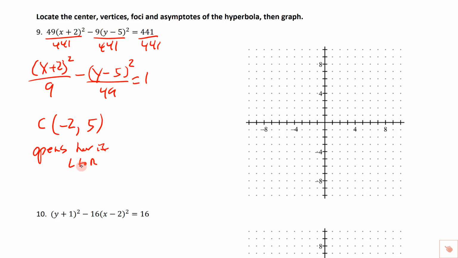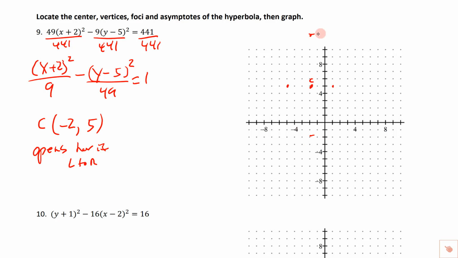Okay, so let's see what we've got here. We've got a center of (-2, 5), so right there, there's the center. And then we're going to go in the x direction 3, so 1, 2, 3. And 1, 2, 3, and I can go ahead and put dots there because they are actual points on the hyperbola. In the y direction, we're going to go 7. So we're going to go 1, 2, 3, 4, 5, 6, 7. So we're up here just a little bit off the graph. That's totally okay. And then down here, 2, 4, 6, and 7. That's going to put us down there.